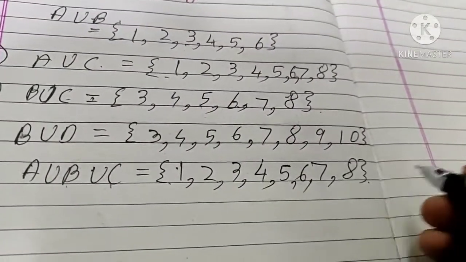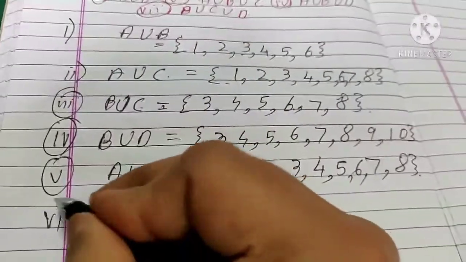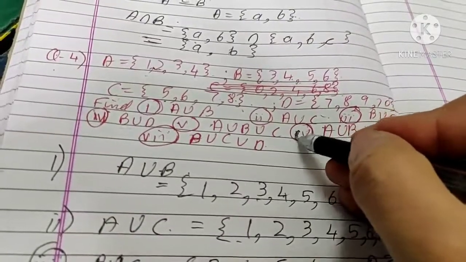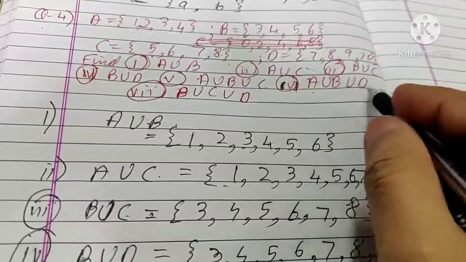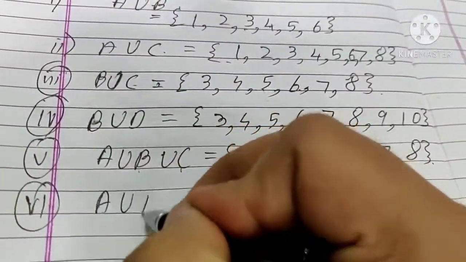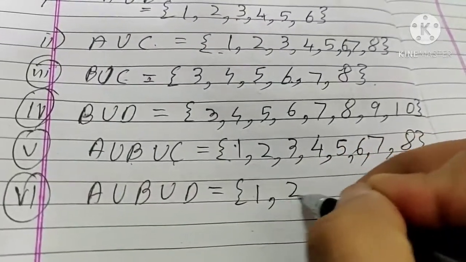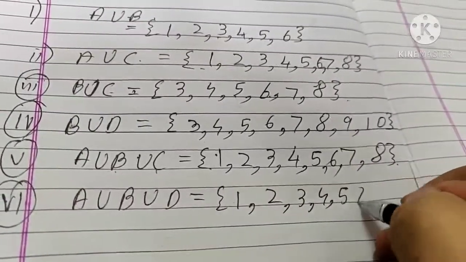Also this. Okay, now what next? Sixth. It is A union B union D. First taking A, which is 1, 2, 3, 4. B is 3, 4, 5, 6. 3, 4 have already been taken. And D. What is D? D is 7, 8, 9, 10.